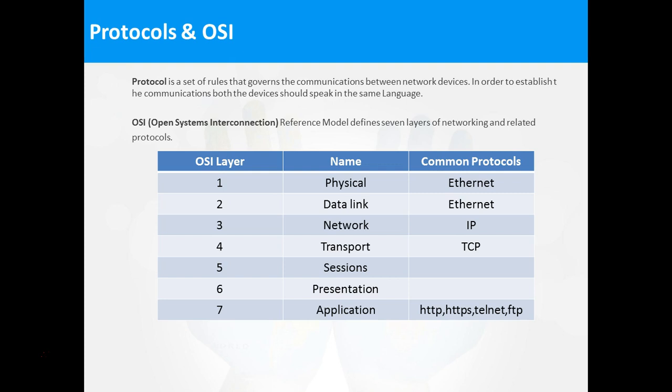Let us discuss something about protocols and OSI. A protocol is a set of rules governing communications. In other words, it is nothing but the language using which the network devices speak with each other. And OSI stands for Open System Interconnection, which defines the 7 layers of networking.